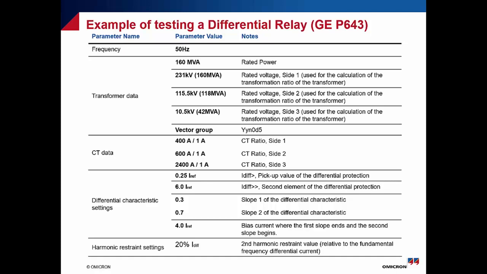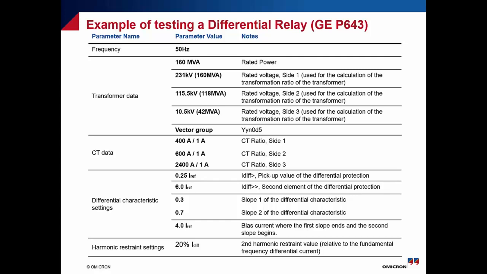The vector group is YNyn0, d5, and CT ratio in primary 400, secondary is 2400, and tertiary 600. Side 1 will represent the primary, side 2 will be the tertiary, side 3 will be the secondary, as per the relay manual.